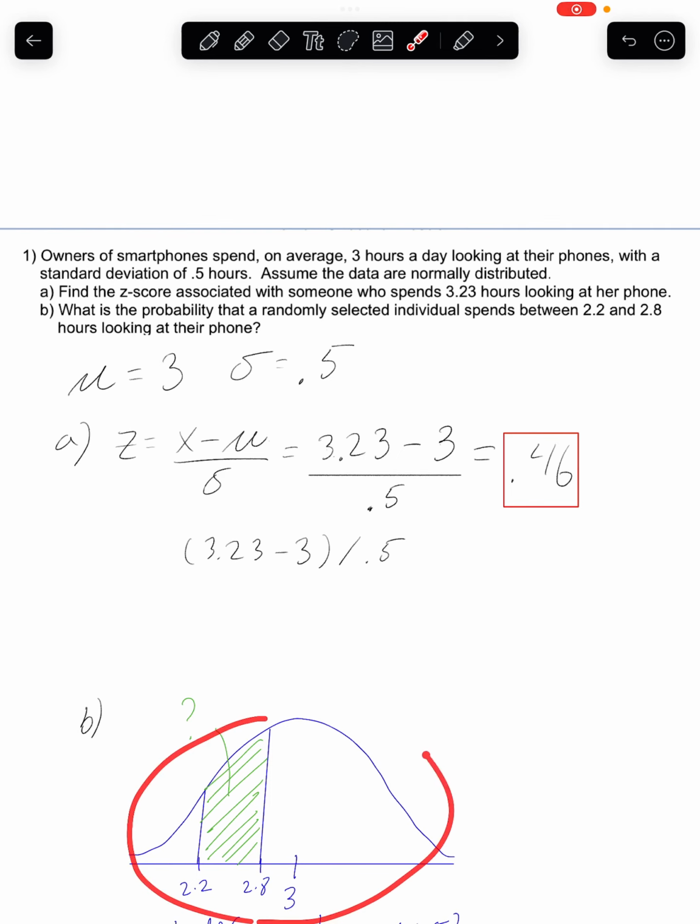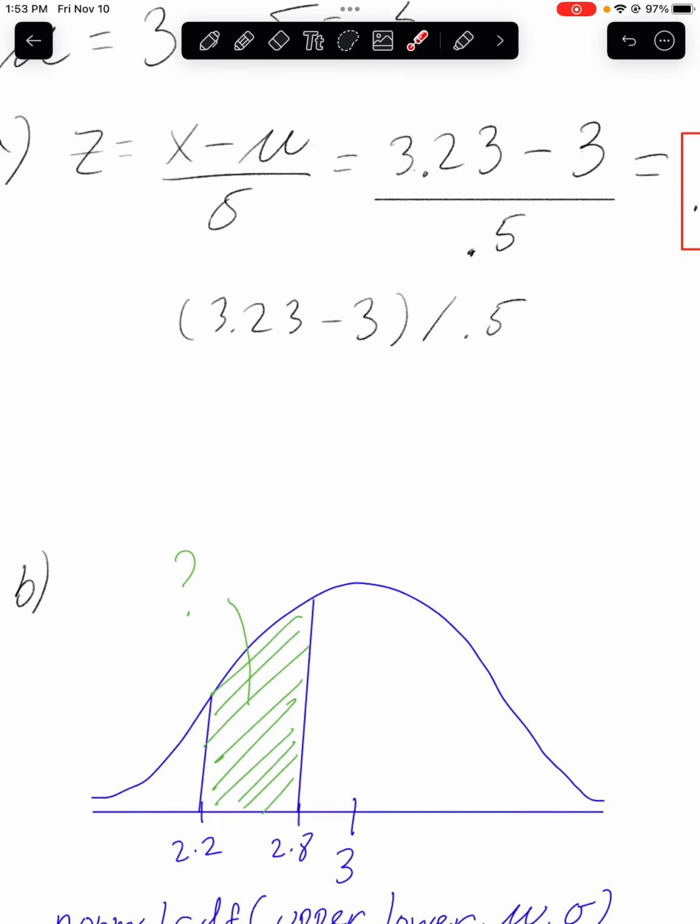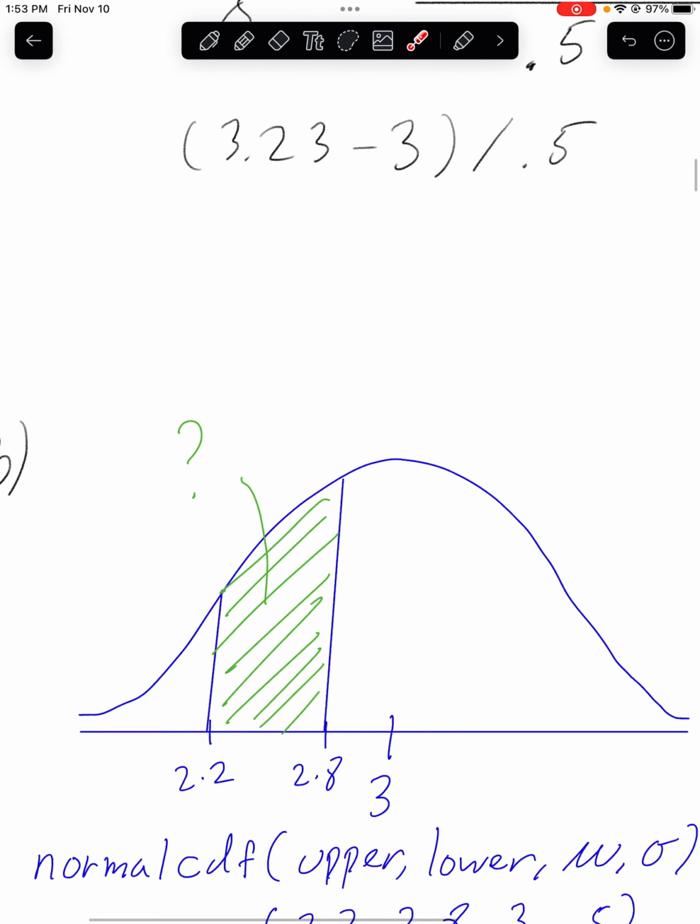A normal distribution with the mean at the center. This one was 3, so we can put that in the middle. Since this is asking for between 2.2 and 2.8, we're going to put these values 2.2 and 2.8. Both of them are less than 3, which means they both belong on the left side of this normal distribution.